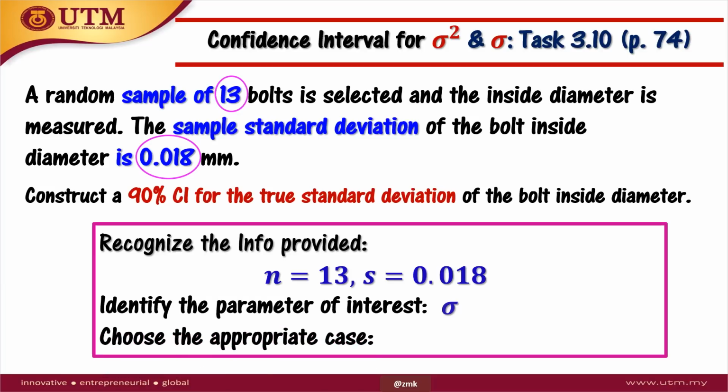Next, choose the appropriate case if relevant. As we know, we only have one case in constructing the confidence interval for sigma squared or sigma, which involves using chi-squared in the formula. We do not use Z or T in constructing the confidence interval for sigma squared or sigma.